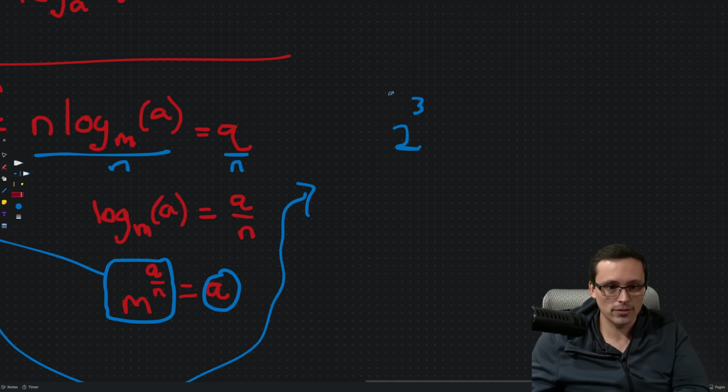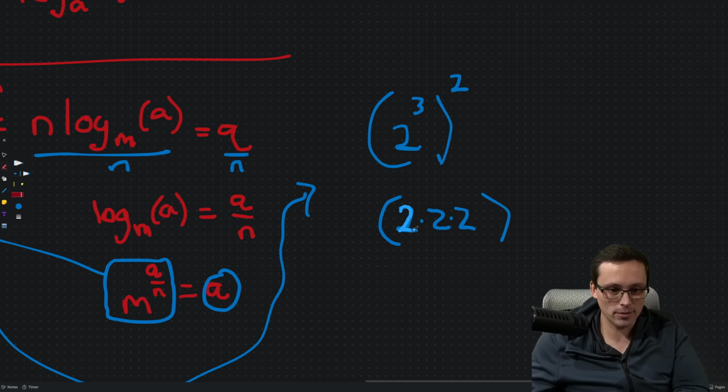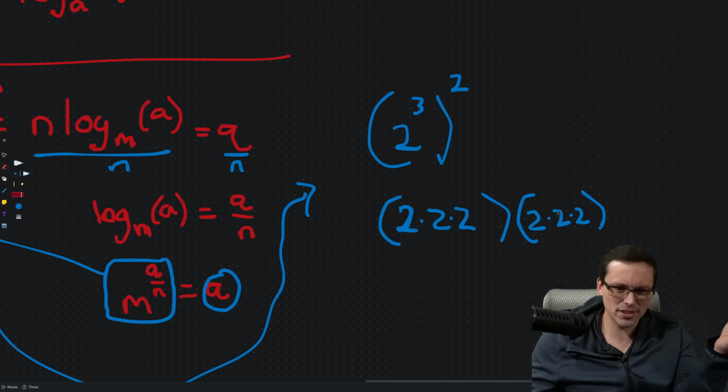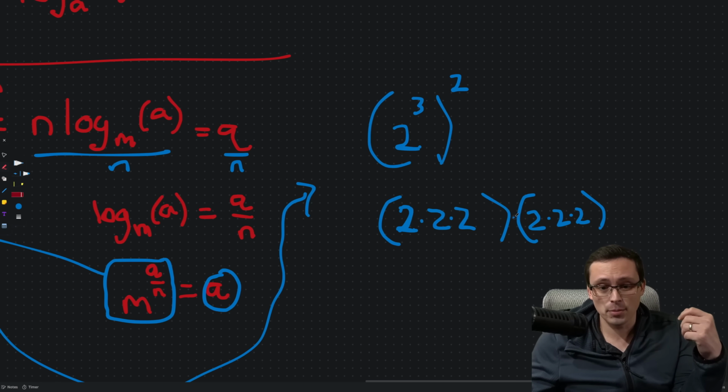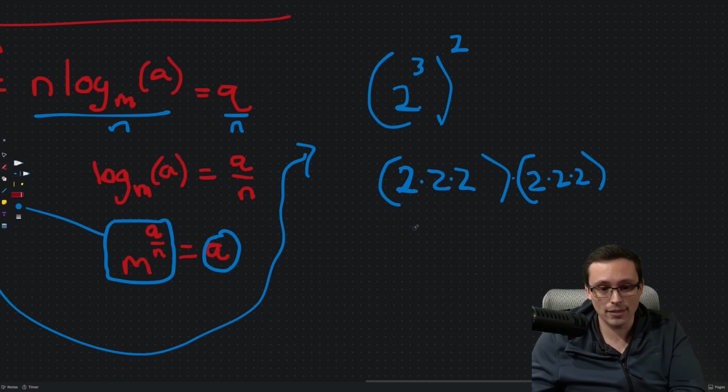If I have 2 to the power of 3 and I square it, you might be like, okay, what does that mean? Well, 2 to the power of 3 just means 2 times 2 times 2, and if I square it, it just means I multiply it by another copy of itself, 2 times 2 times 2, which means I have 6 copies of 2 in a row multiplying together. The parentheses are just a grouping symbol, but everything's just multiplication, and the order of multiplication doesn't matter. So we have the associative property, which means I could change where the parentheses are or just ignore them. So this is just 2 to the power of 6.